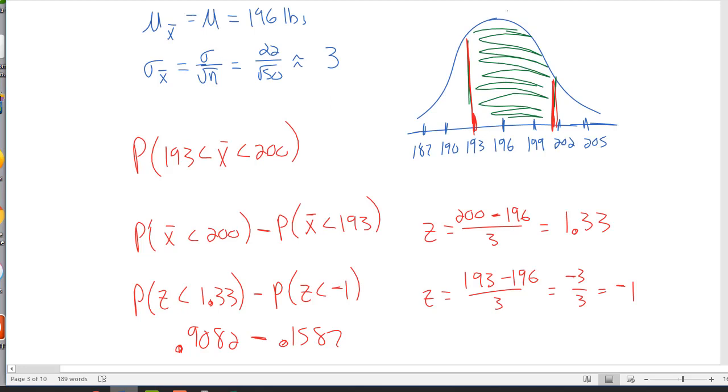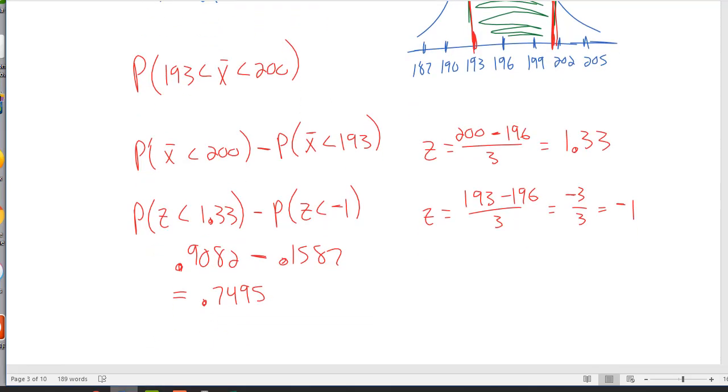Now this is a little bit different from the 0.7495. Remember that the table is not as accurate as the technology. So if your expectation from your instructors is that you're doing this by hand, obviously 0.7495 is your answer. Most online math systems, like MyMathLab and MyStatLab, will accept both answers. So just keep that in mind.